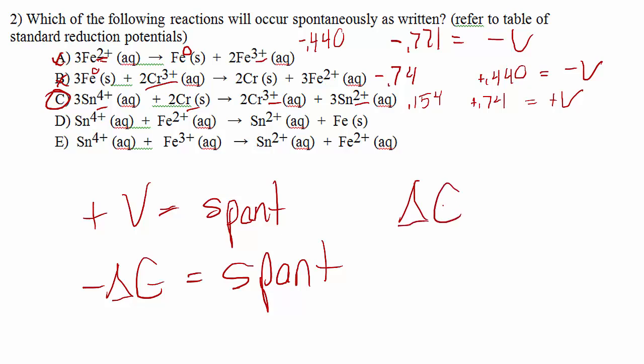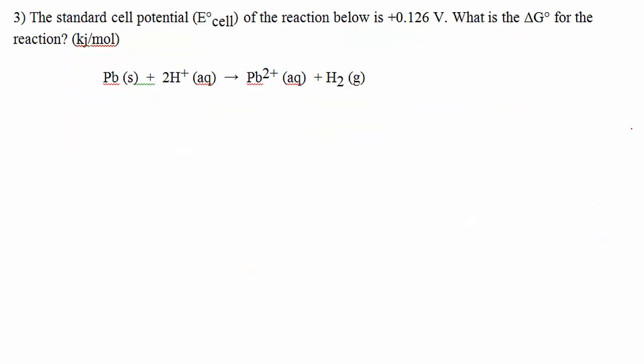And when you look at the equation that relates the two, it makes sense because it's negative NFE. F is a positive value, N is always a positive value. So this E, the voltage, is going to determine if delta G is positive or negative. Because of this negative sign, if E is positive, then our delta G is going to be negative. So both would be spontaneous. If E is positive, it's spontaneous. If delta G is negative, it's spontaneous.